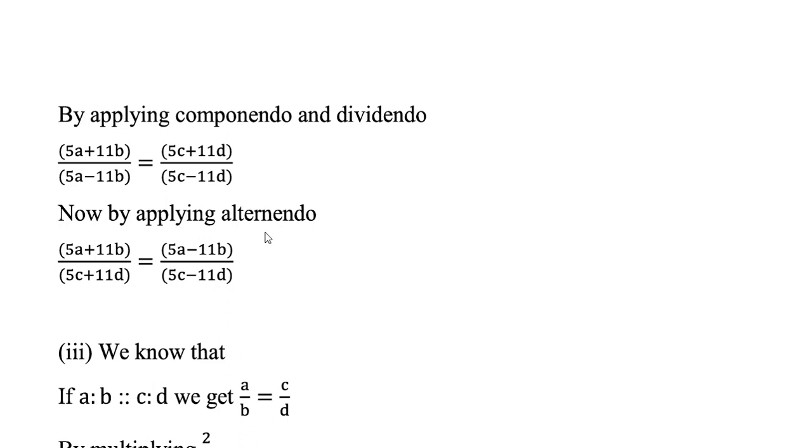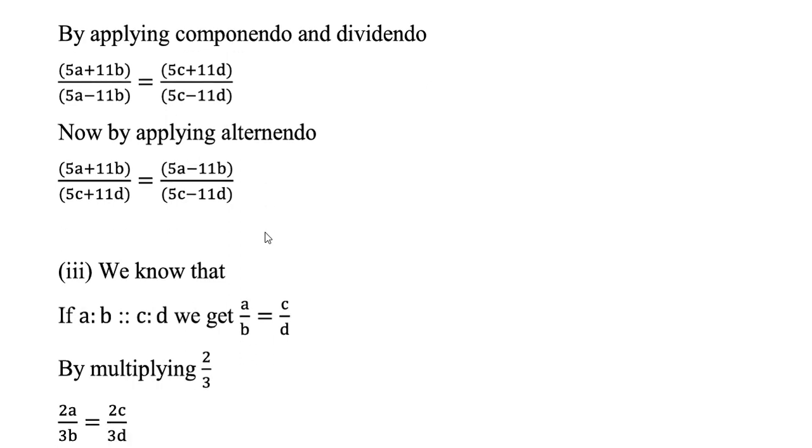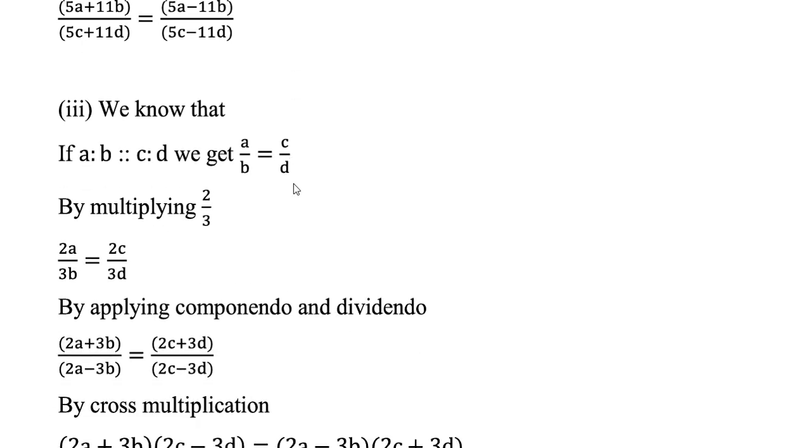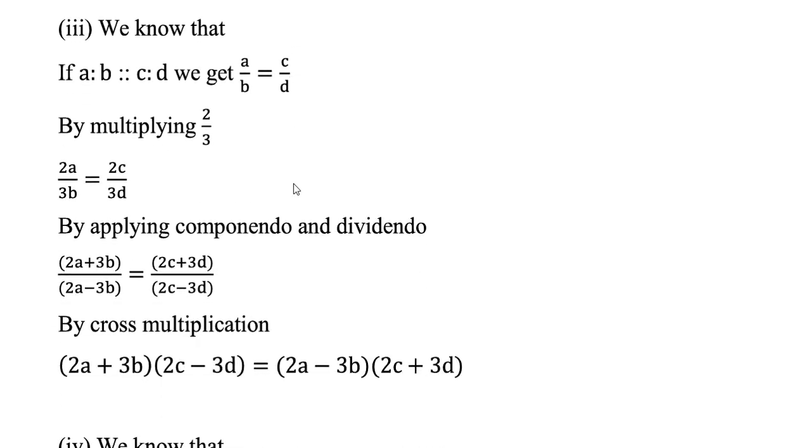Now applying alternando, this part will come here and this part will go there. So after that, (5a + 11b) divided by (5c + 11d) is equal to (5a - 11b) divided by (5c - 11d). That is proved. Come to the next problem, problem number 3.